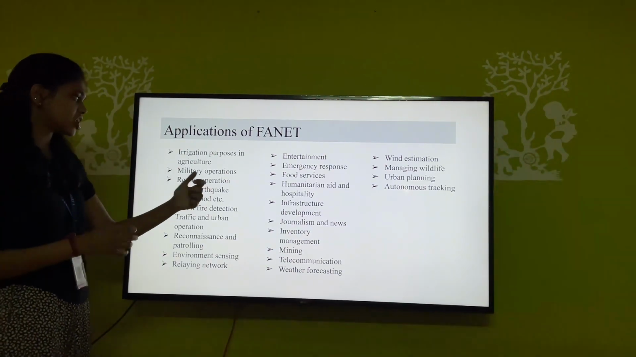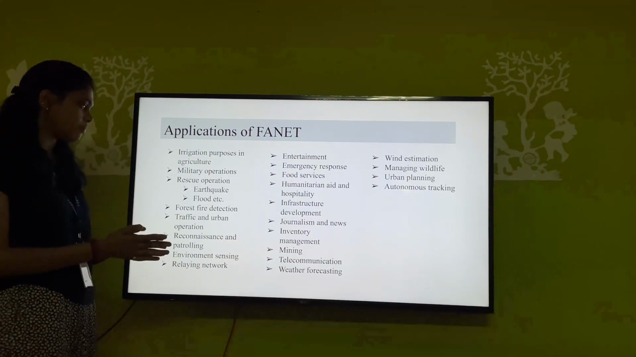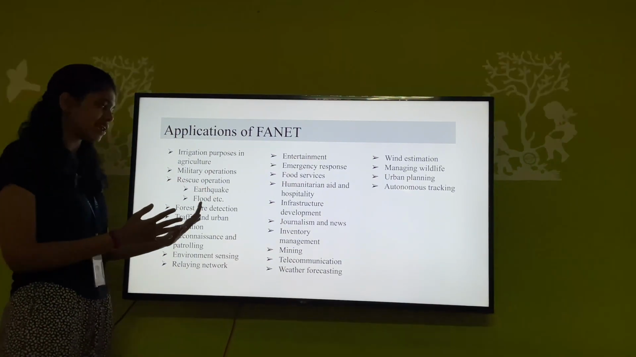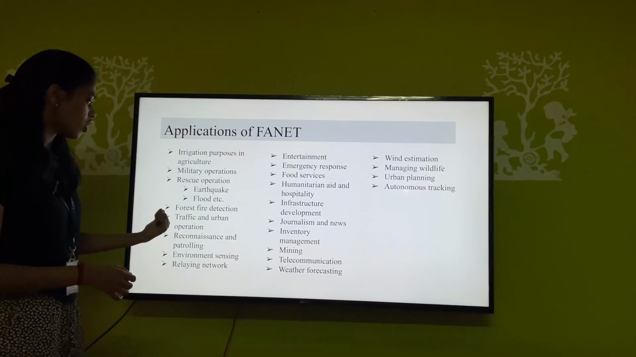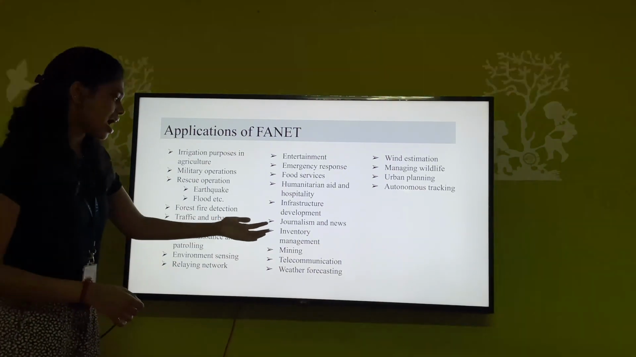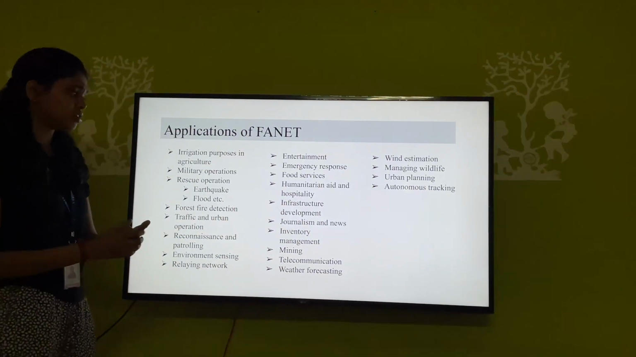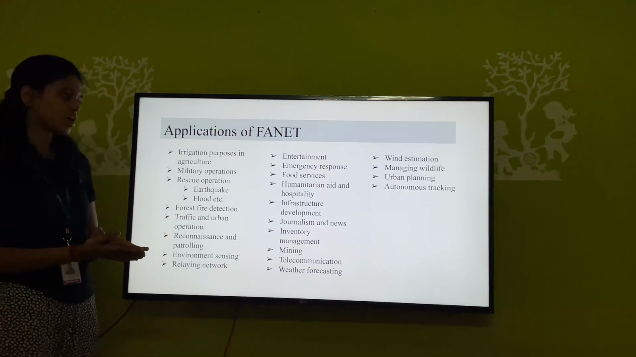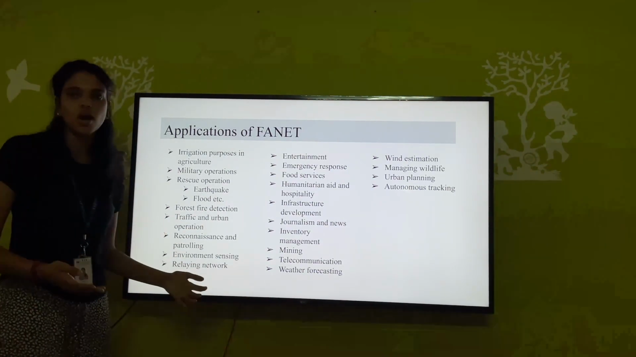And then for military operations, delay will not be tolerated. For rescue operations also, delay will not be tolerated. And for forest fire detection, the same, delay. And then for infrastructure development, PDR and throughput are very important, and I can just go on and on.